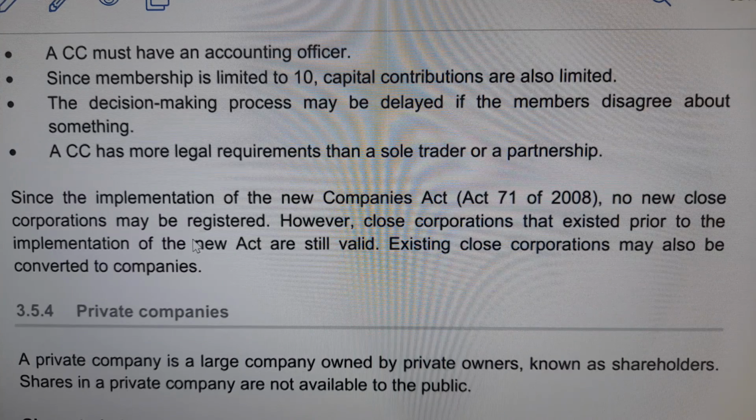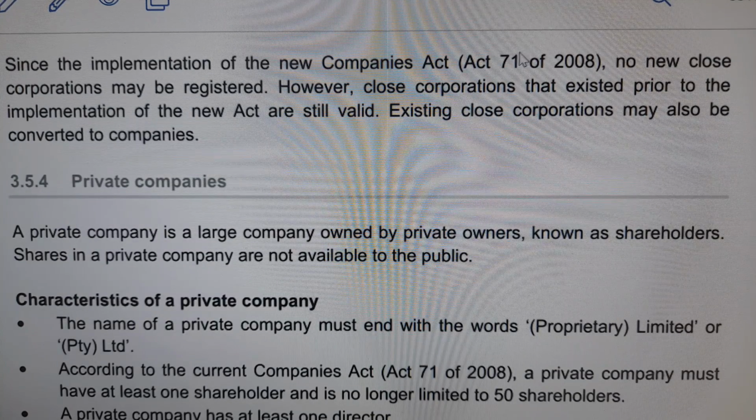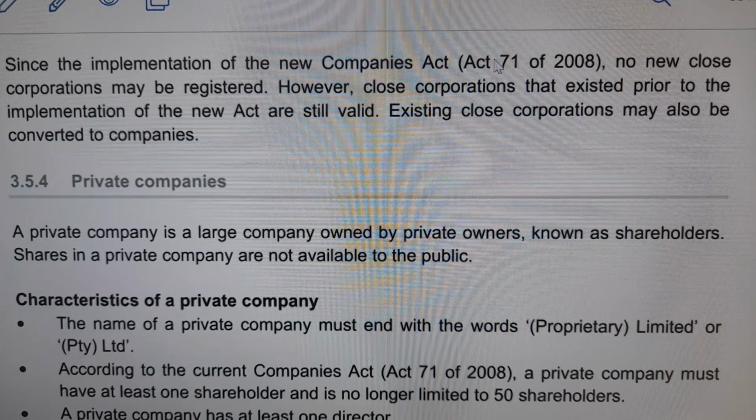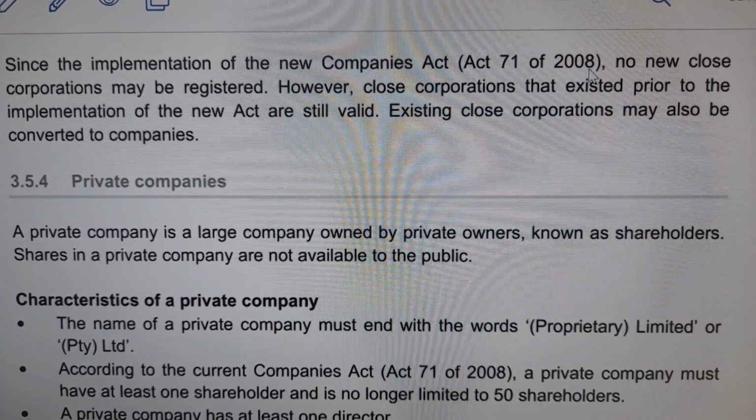And we have the statement here that says that since the implementation of the New Companies Act, which is Act 71 of 2008, no new closed corporation may be registered. However, closed corporations that existed prior to the implementation of the new act are still valid. Existing closed corporations may also be converted into companies. So which means today you cannot register a closed corporation. Only the ones registered before this act of 2008 came into effect.